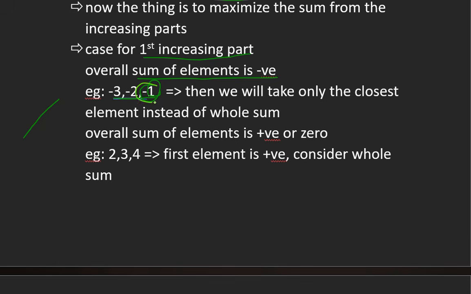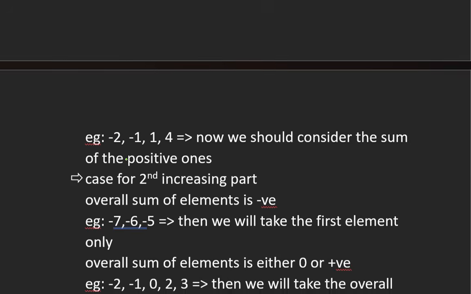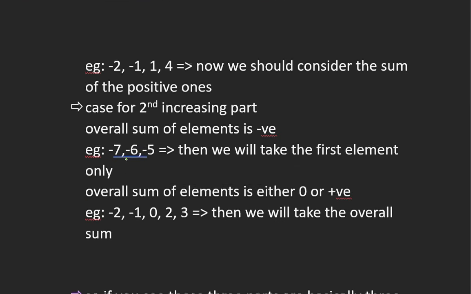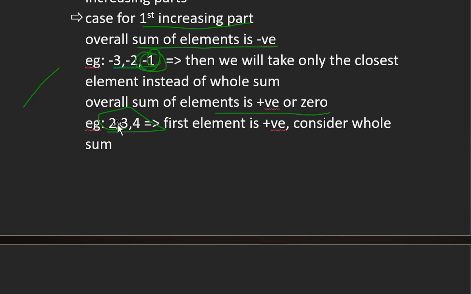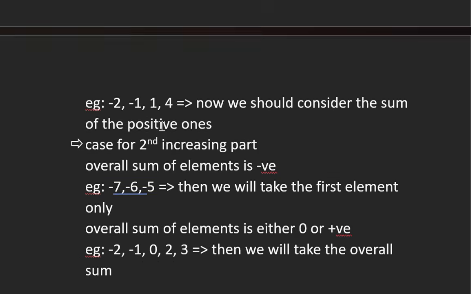So we'll be taking this element directly. What other case can be? The sum is either positive or 0. So in that case, we will be considering the whole sum, right? Now, if you'll see, if the overall sum is positive and the first element is also positive, see 2 is positive, so we'll be taking the overall sum.